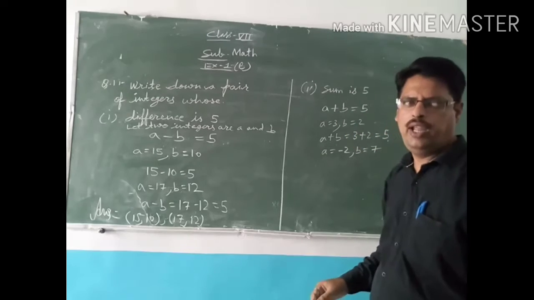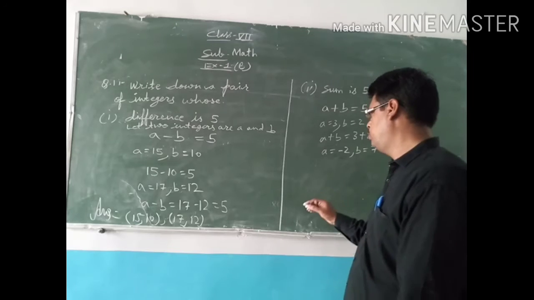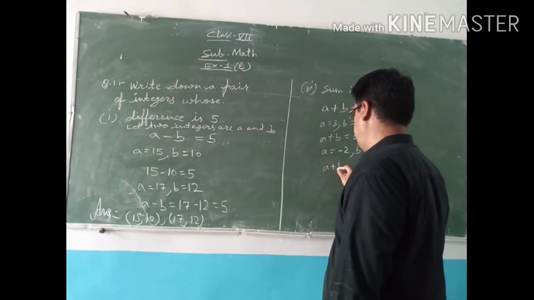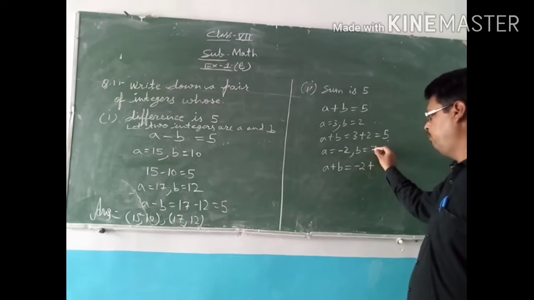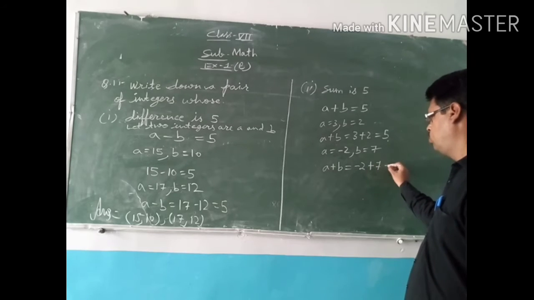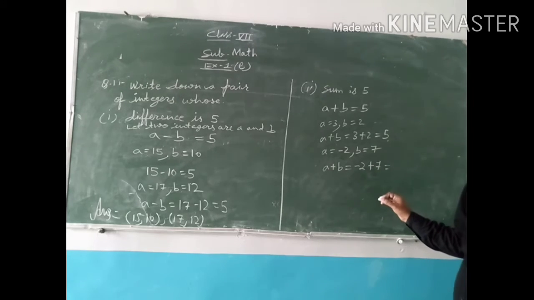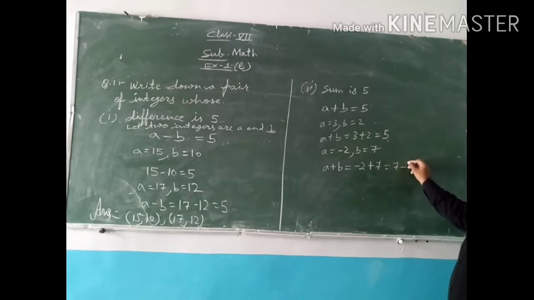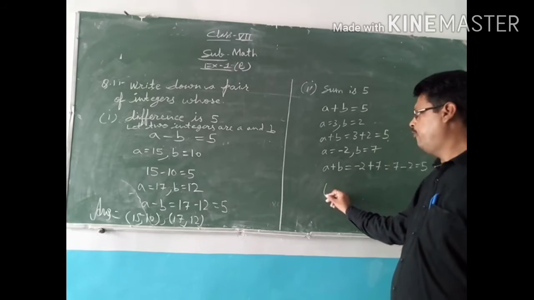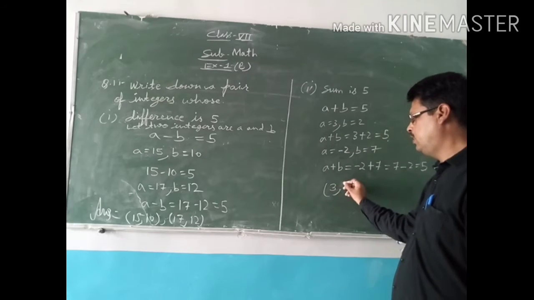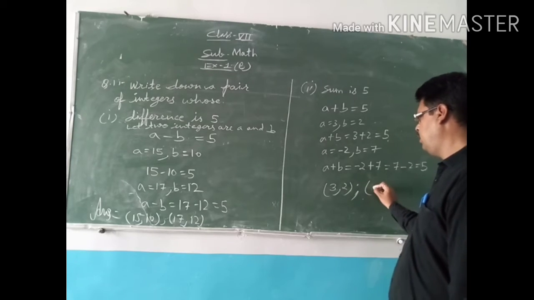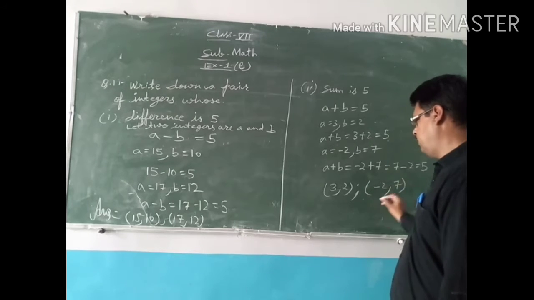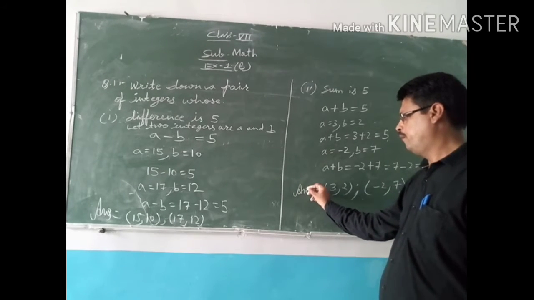Okay. So if we add these both integers, then what should come? a plus b, a means minus 2 plus b means 7. So always we do like this, positive integer we write first. So 7 minus 2, that means 5. So our pairs of integers, one is both positive, 3 and 2, and second pair of integers are minus 2 and 7. This is our answer.